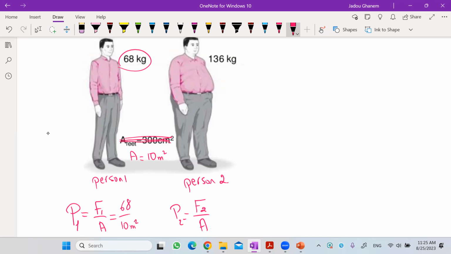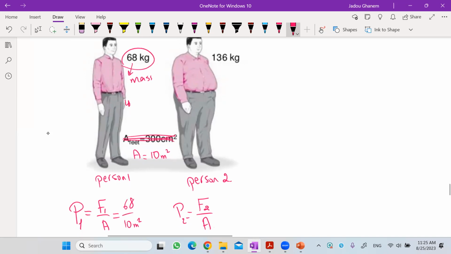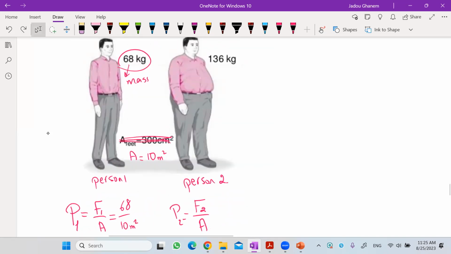Okay. Just remember something here. They gave us the mass. So let me just write the weight here. The weight for the first person will be 680 Newton. And here the weight, or the force, for person 2 will be 1360 Newton. Since they gave us the mass and not the weight, I'm just giving the weight. Do you know the difference between mass and weight? Yeah. Great. Go on, continue solving.